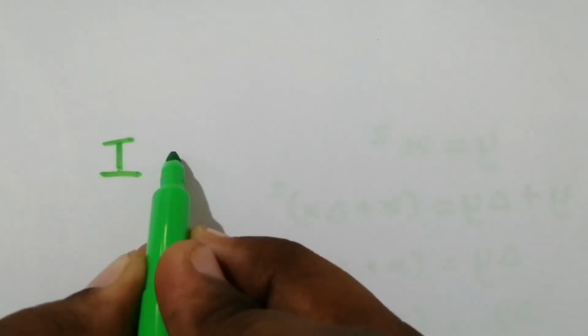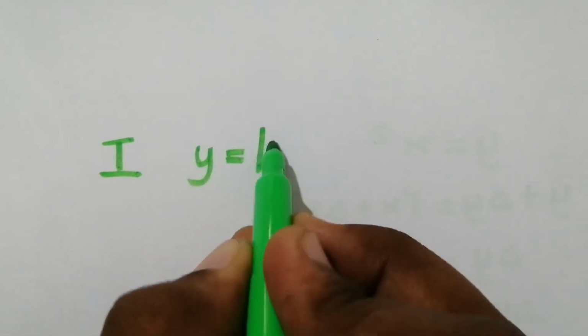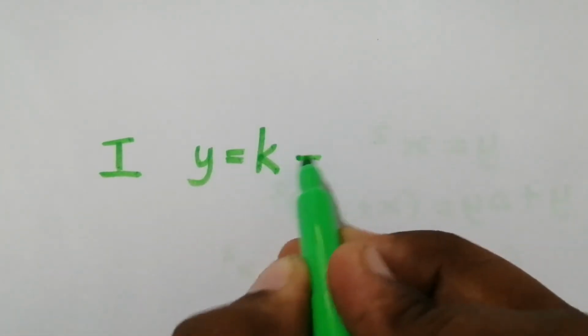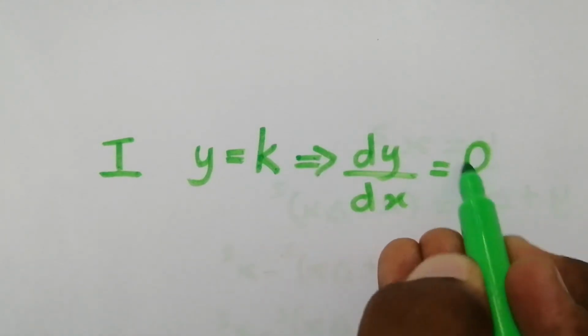That way of finding the derivative is known as the first principle, and by using this some fundamentals are proved. Let's go through one by one. The first one, when y is a constant, then we can write dy upon dx is equal to 0.